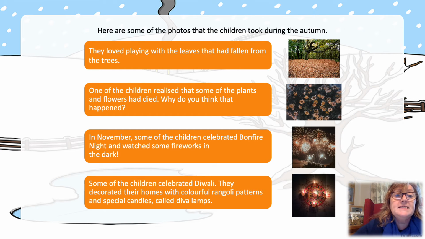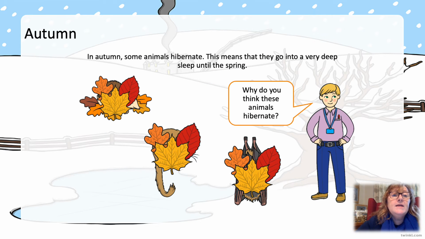Some of the children celebrated Diwali. They decorated their homes with colourful rangoli patterns and special candles called diva lamps. And we made some diva lamps in year 2 last year in the autumn term. So all of those things happen in autumn. In autumn, some animals hibernate. This means that they go into a very deep sleep until the spring.